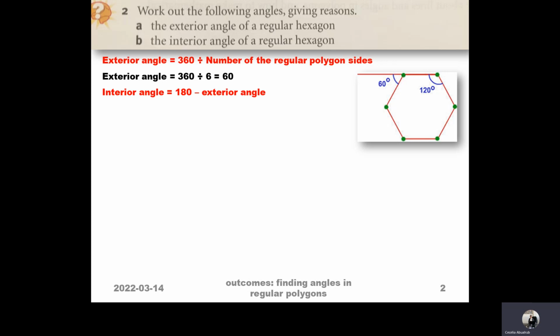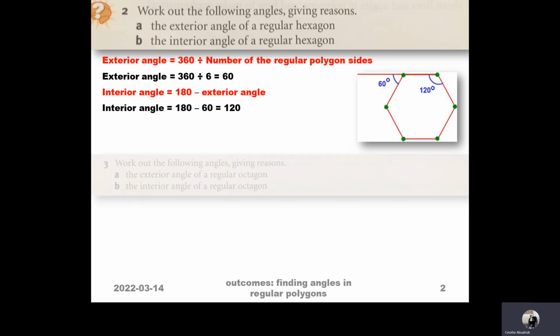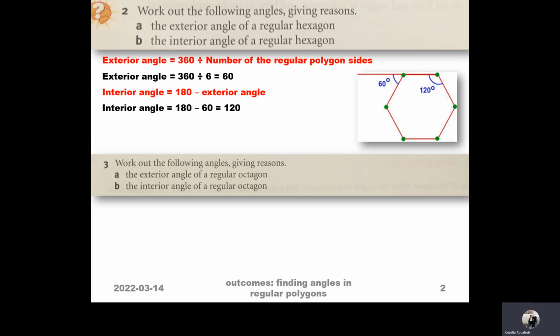The interior angle is equal to 180 minus the exterior angle. So it will be 180 minus 60, and the answer will be 120. And that's how we display the interior angle and the exterior angle on a regular hexagon. Now, work out the following angles giving reasons. The exterior angle of a regular octagon.